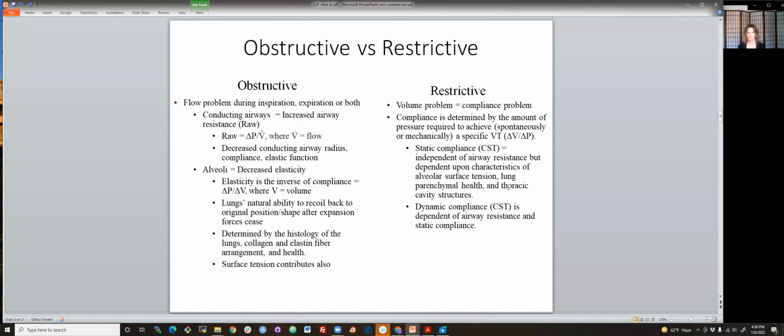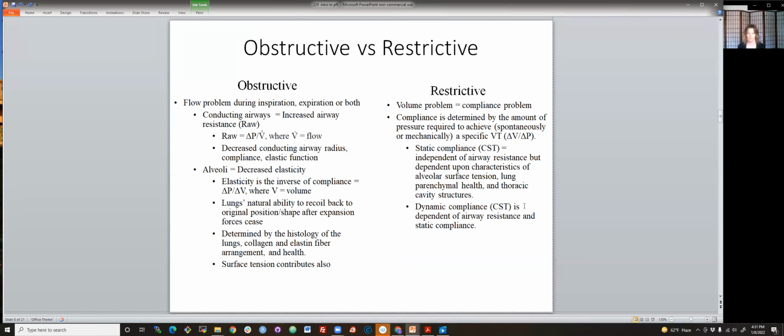When it's occurring at the conducting airway level, it's because we have an increased airway resistance, which is represented here by RAW. And when we calculate RAW, it's the change in pressure from inspiratory to expiratory time divided by flow. Now, normally flow, represented by a V here, should have a dot over it. And situations that would increase RAW, which would cause a flow problem, are anything that would decrease the radius size of the conducting airway, decrease its compliance or ability to expand, or decrease its elastic function, its ability to retract back to its resting state.